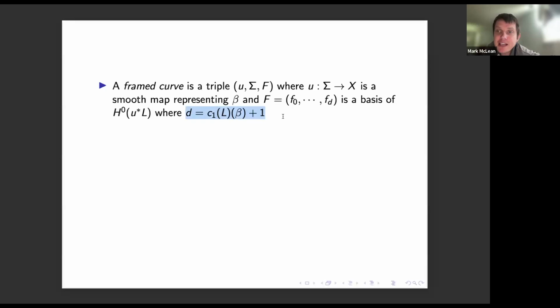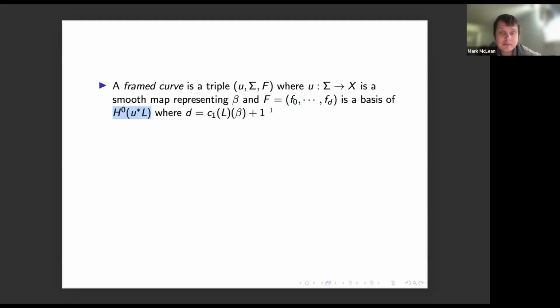Now I'm going to fix D. So D is c1 of L paired with beta plus 1. I'm going to define something called a framed curve. A framed curve is a triple (u, sigma, F). u is a smooth map from, well, I should say a nodal curve. I didn't say this. A smooth map from a nodal curve to X, representing my class beta. And F is a basis of sections of H0 of u star L.